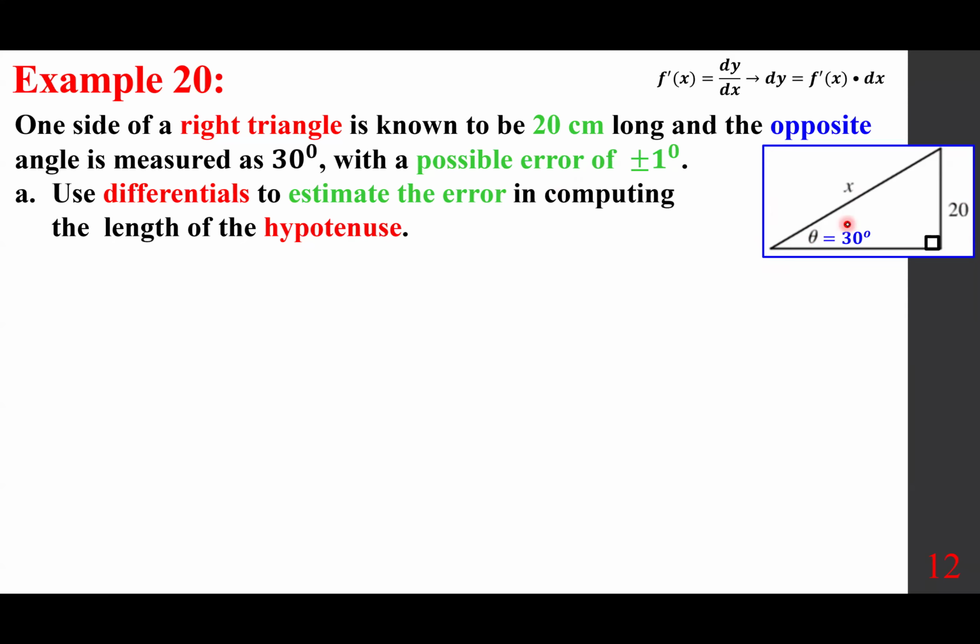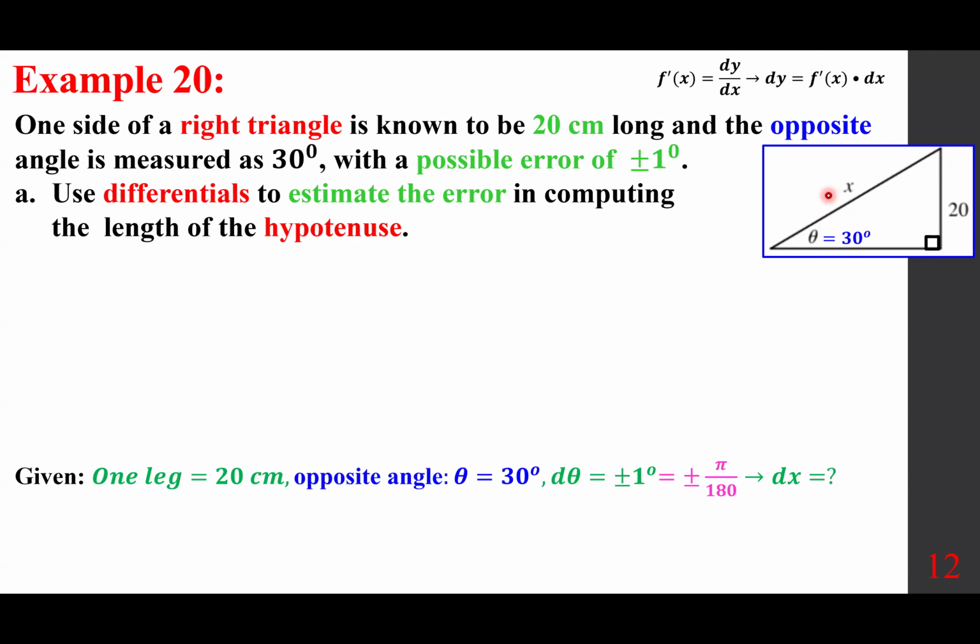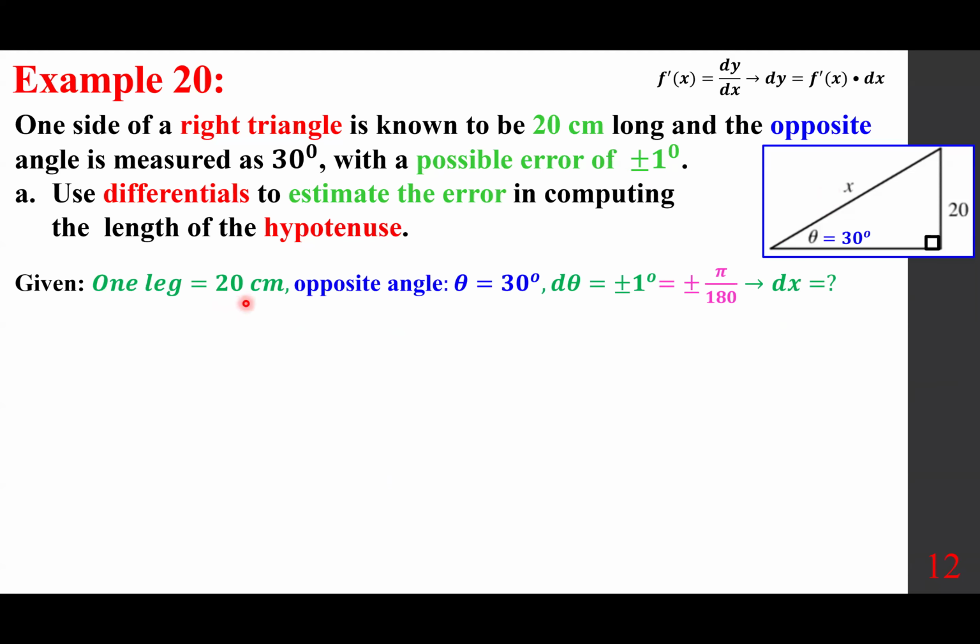So we're going to say, the leg is 20 centimeters, opposite angle theta, which is 30 degrees. And this plus minus 1 degree is d theta. And we want to find the error in x, or dx. So we're going to write, given one leg is 20 centimeters, opposite the angle theta, which is 30 degrees, d theta is plus minus 1 degree or plus minus pi over 180. We're going to go with radians, where we want to estimate the error in the hypotenuse.